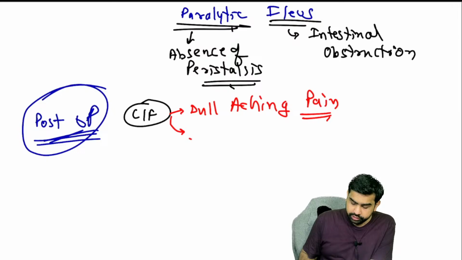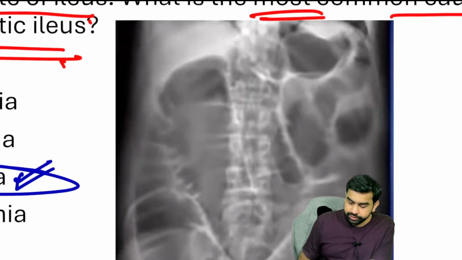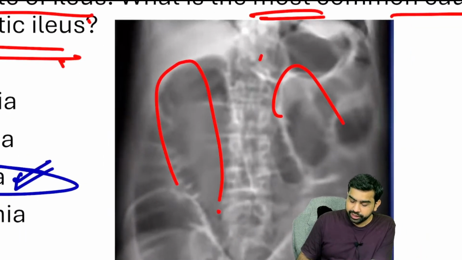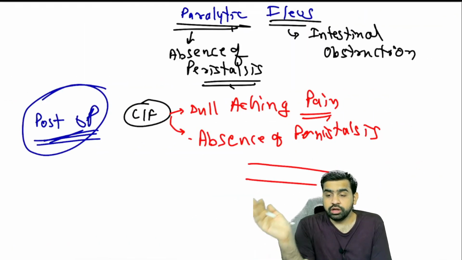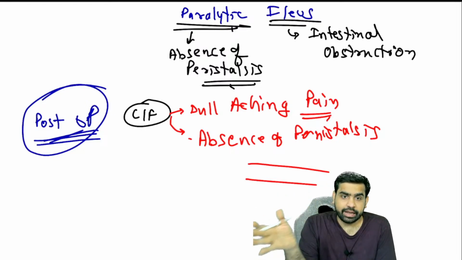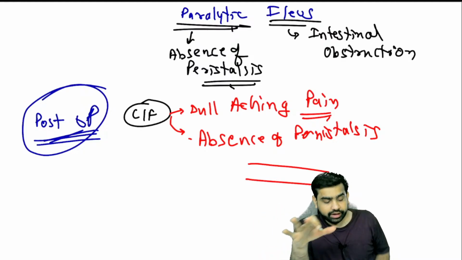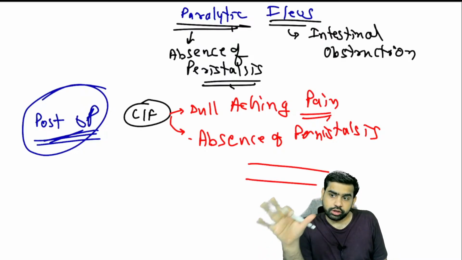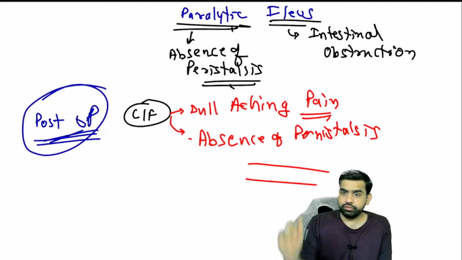What else? Obviously, the peristalsis is going to be absent. On the X-ray you are not going to have multiple air fluid levels, but rather large dilated bowel loops. This is how you distinguish between dynamic and adynamic intestinal obstruction. Dynamic means there is some kind of physical obstruction. Adynamic means it is because of the reduction in peristalsis. I hope you have understood this point, guys.